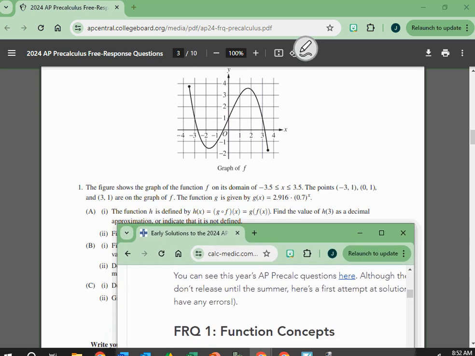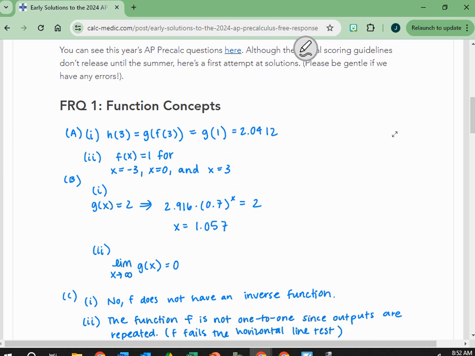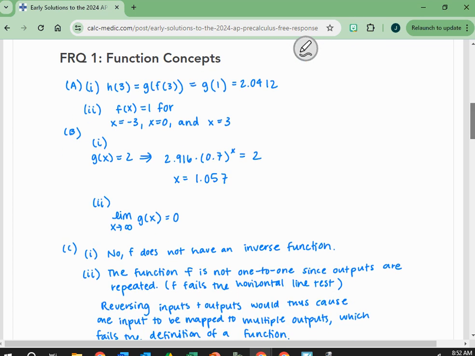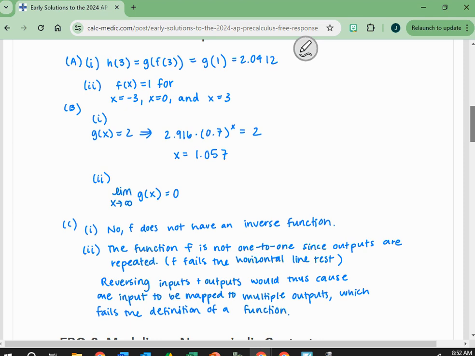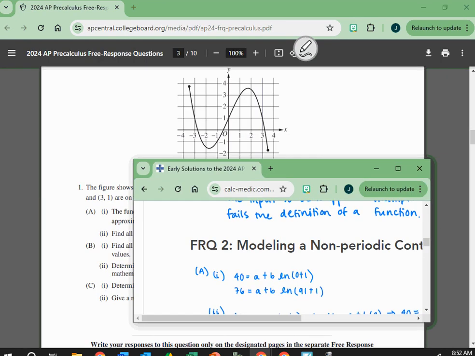G of x is an exponential function, but your base is less than 1, so it's going to approach that horizontal asymptote of 0. That's why this one is 0. And then the last part, it's not an inverse because x values are repeated. Again, almost identical to the one you did in class, so that's helpful. Hopefully. Let's look at the other.